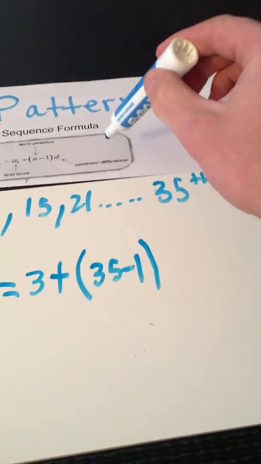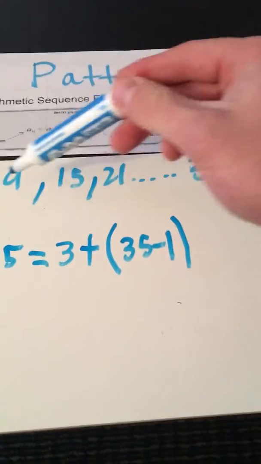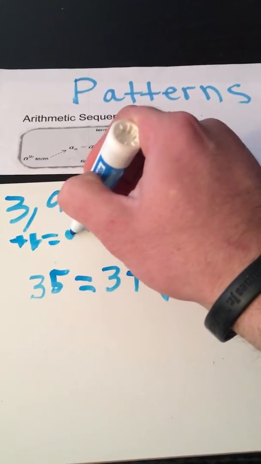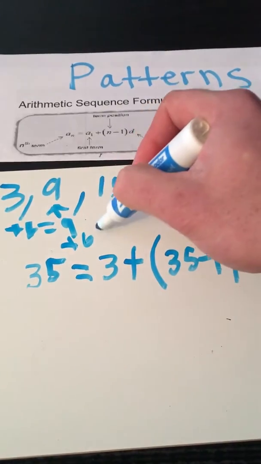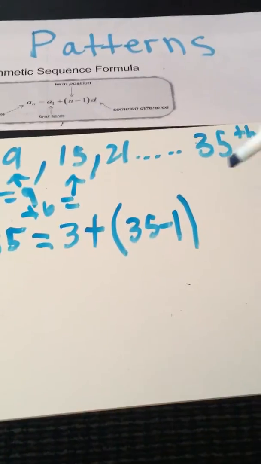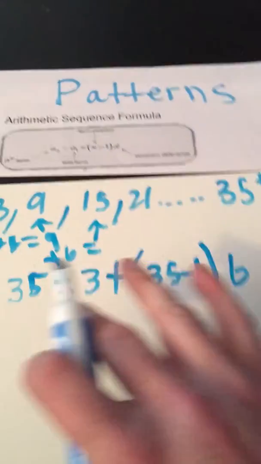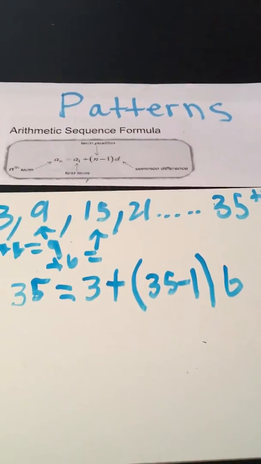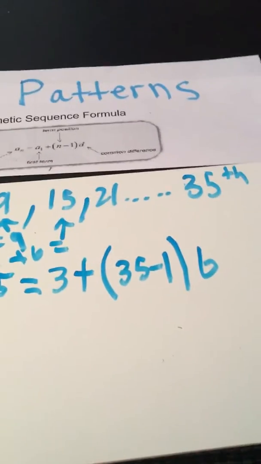And then it also has the common difference. Well, in this case, our common difference is 6 because it goes up 6. 3 plus 6 equals 9. 9 plus 6 equals 15. So our common difference is going to be 6. So we put 6 on the outside. So we have our whole formula set up. Now all we have to do is work it out, and we'll get our 35th term.